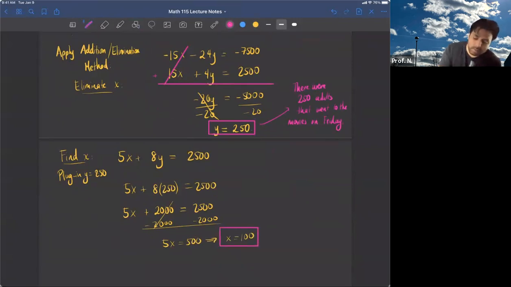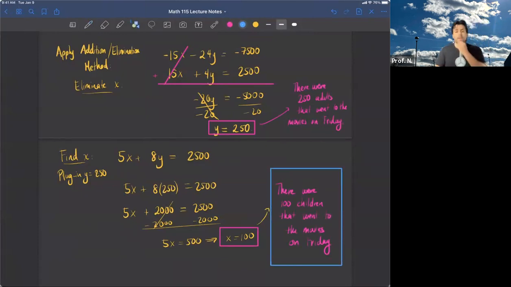So then, there were how many? There were 100 children that went to the movies on Friday. Okay? And that's how we do this question.